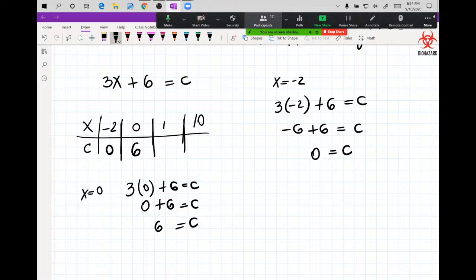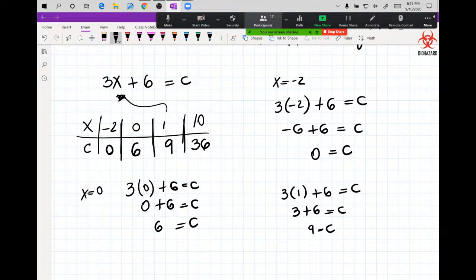Okay, plug in 1 for x. So now 1 goes in there. What do we get? Nine. 3 times 1 plus 6 is 3 plus 6, which is 9. And how about if I plug in 10? 36. 3 times 10 is 30. 30 plus 6 is 36.